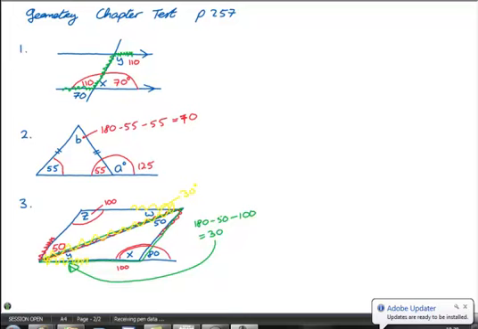Alright, question 4. You're given a triangle to start with. And then from the triangle there's another line extending out. What's important here is you're given a piece of information in the question. It says that X, Y, those 2 bars mean parallel to WZ. And effectively what they're saying is that these 2 lines here are parallel.